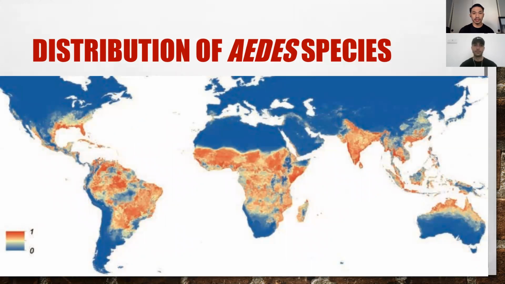Here's the distribution of the Aedes species. The blue areas correspond to regions free of the mosquito, while the red areas equate to a 100% chance of encountering the vector. And generally, the colder northern and southern regions are free from the vector.